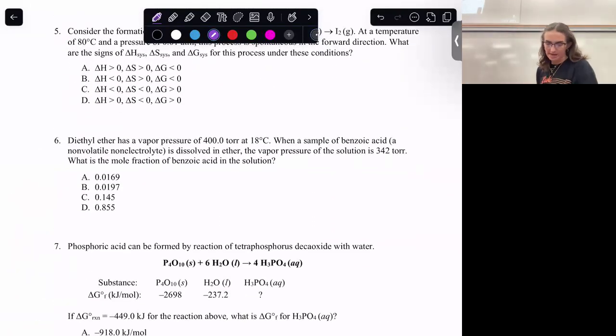Okay. Diethyl ether has a vapor pressure of 400 torr at 18 degrees Celsius. When a sample of benzoic acid, a non-volatile non-electrolyte, is dissolved in ether, the vapor pressure of the solution is 342 torr. What is the mole fraction of benzoic acid in the solution?